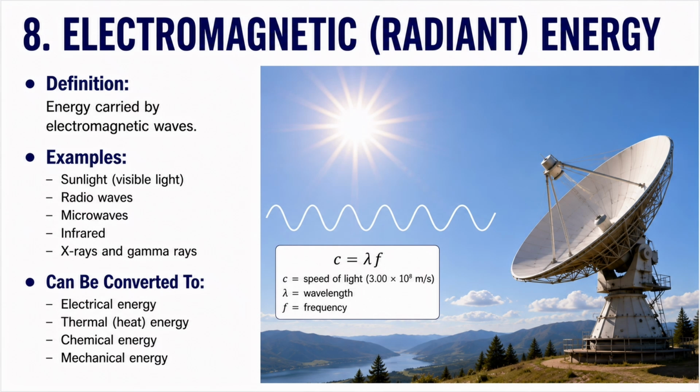Radiant energy is another name for electromagnetic energy and refers to energy carried by electromagnetic radiation. The most familiar example is sunlight, but radiant energy also includes radio waves, microwaves, infrared radiation, ultraviolet light, X-rays, and gamma rays. Radiant energy travels through empty space and can be converted into electrical energy by solar panels, into thermal energy when absorbed by objects, and into chemical energy during photosynthesis.